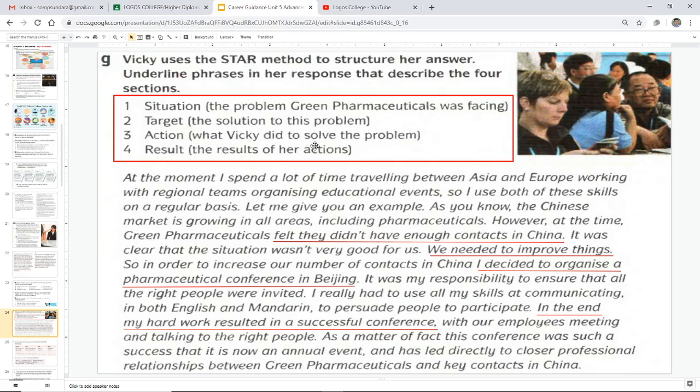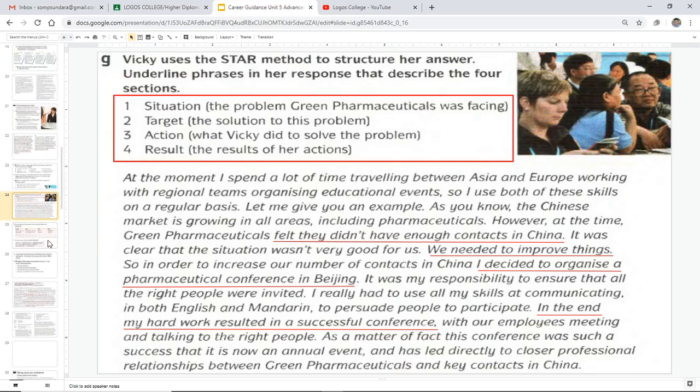T, the target. What was her solution? What did she want to do? We needed to improve things. So her solution was to make things better. Action, what did she do? She decided to organize a pharmaceutical conference in Beijing. And R, what was the result? In the end, my hard work resulted in a successful conference with our employees meeting and talking to the right people.